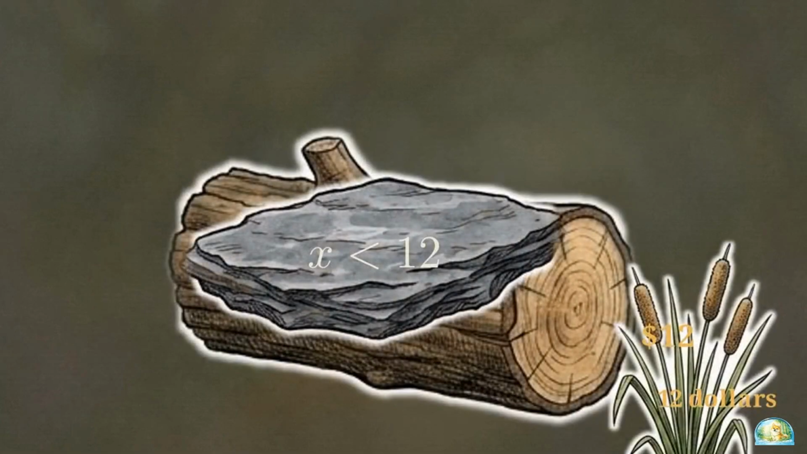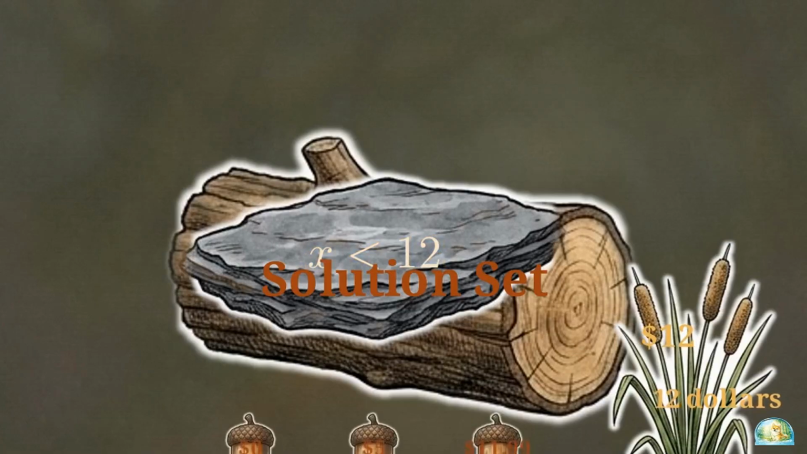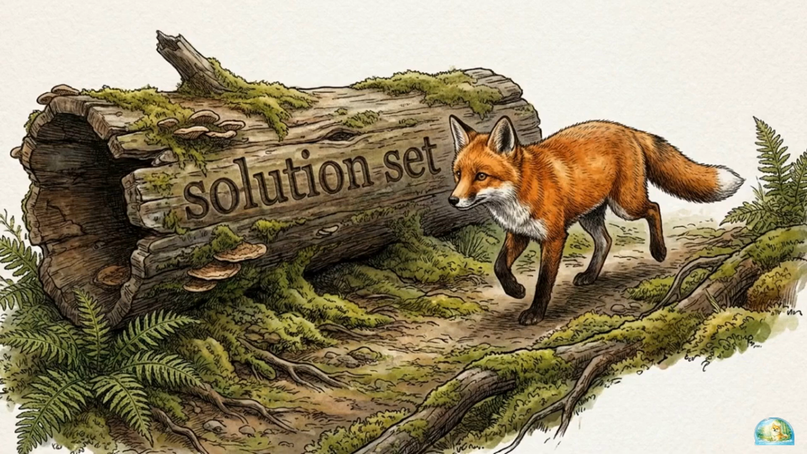This ticket price constraint is carved in stone, x less than 12. It introduces a solution set, a continuous range of valid answers. The price must be less than $12. The discount ticket can cost any amount less than $12. To describe it entirely in words, the solution set is all discount ticket prices below $12.